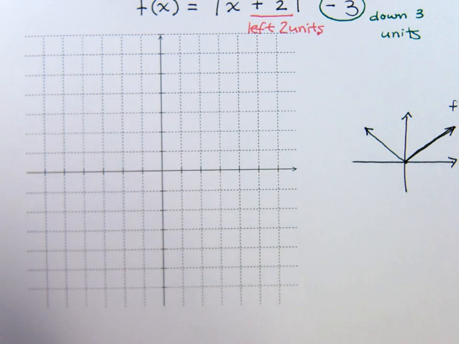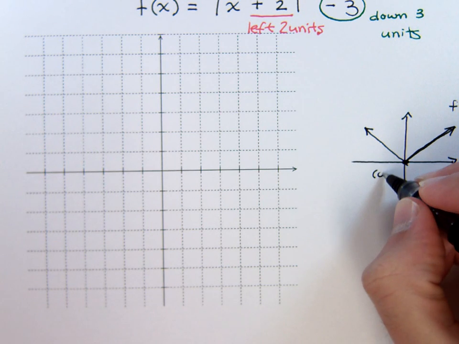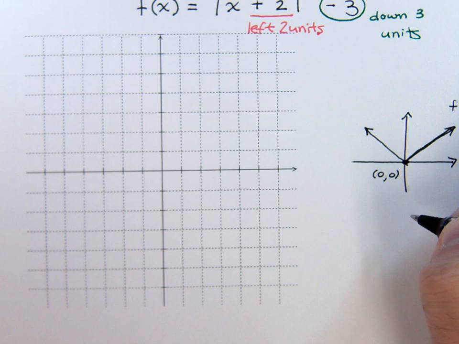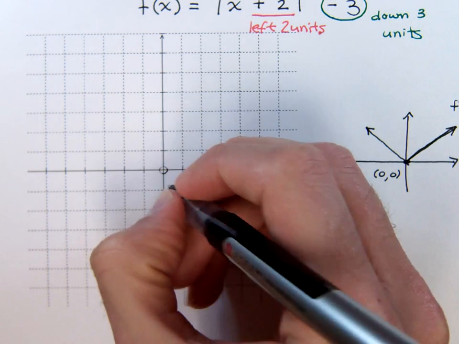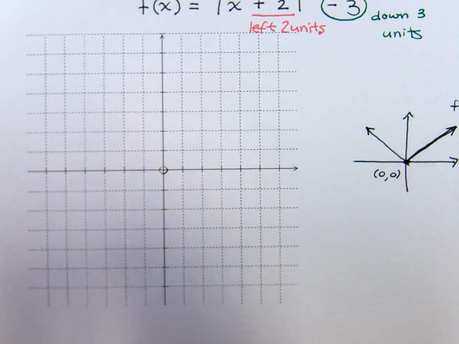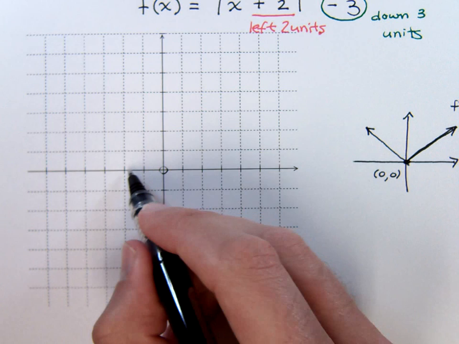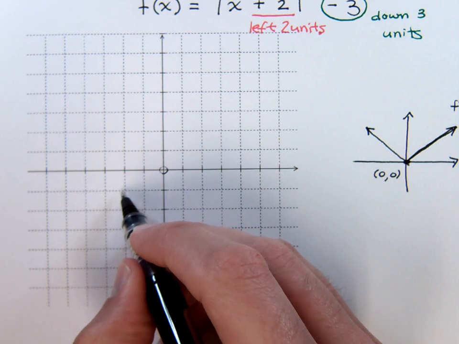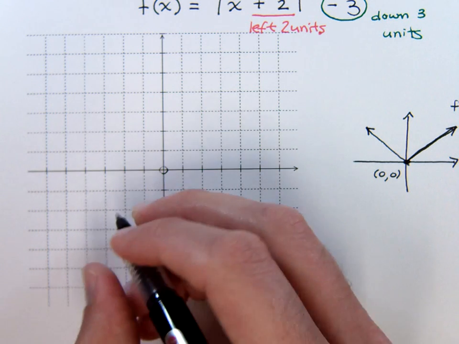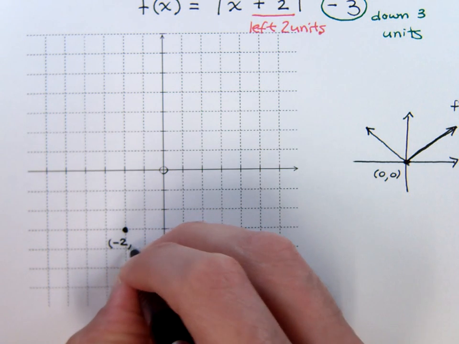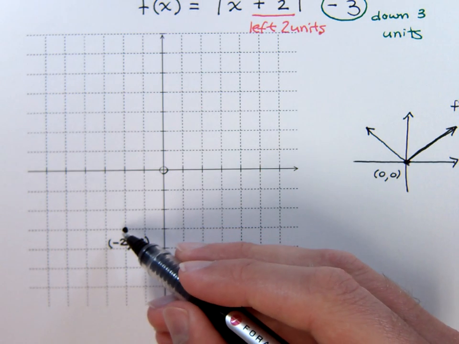Now, keep in mind that our vertex started right here at 0, 0. So we would start here at 0, 0, except we have to do these adjustments. We have to go left 2 units. So come over here to the left, and then down 3 more units. So our vertex is going to start right here at this point, negative 2, negative 3. And this is going to be my vertex.